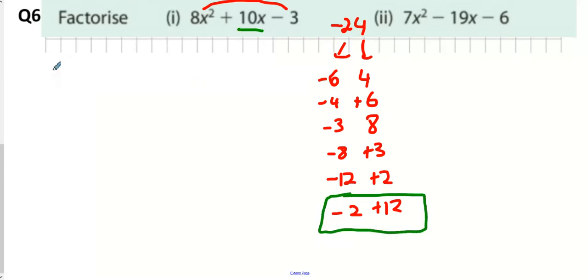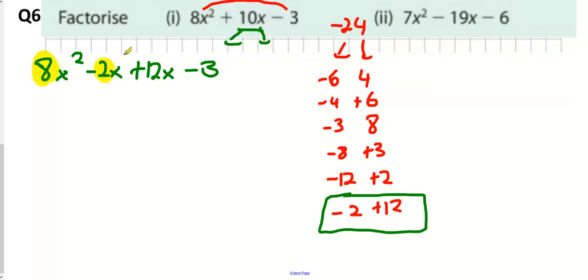So we're going to expand this out to 8x squared minus 2x plus 12x minus 3. We're just breaking up the 10x in the middle. Now, what's in common with 8 and 2? Well, 2 divides into 2 and 8, so we can take out 2x.